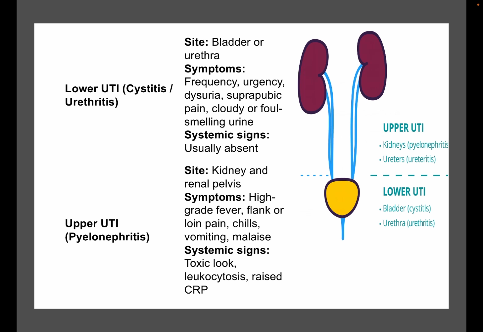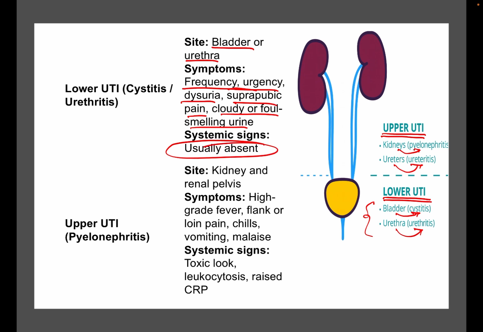Coming to the classification, it is classified into upper urinary tract infection and lower urinary tract infection. If it happens at the level of bladder or urethra, we consider it as lower urinary tract infection. If it is a bladder infection, we call it cystitis; urethral infection, urethritis; in kidneys, pyelonephritis; and in ureter, ureteritis. So, lower urinary tract infection happens at the level of bladder or urethra. Symptoms will be frequency, urgency, dysuria, suprapubic pain, cloudy or foul smelling urine. Usually, systemic signs are absent.